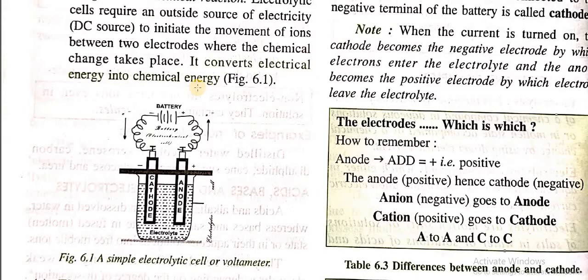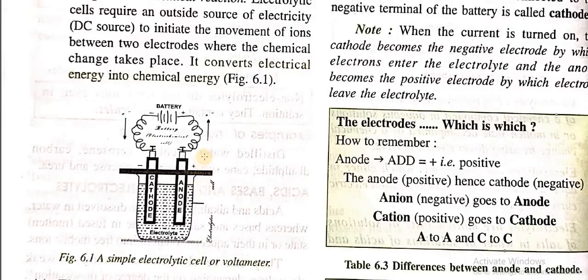Now let us see today the electrolysis process and the different important terms related with it. We'll try to understand with this diagram that is given. Now, this apparatus which has been used in the process of electrolysis has been given a name known as electrolytic cell, or we call it voltameter.